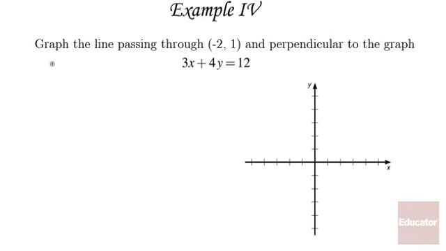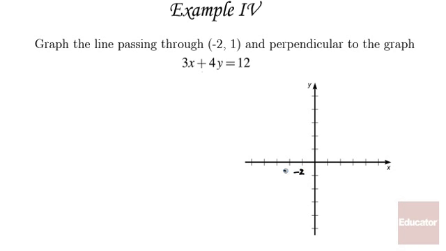Example 4. Graph the line passing through the point negative 2, 1 and perpendicular to the graph of the line 3x plus 4y equals 12. Okay, I've been given a point.